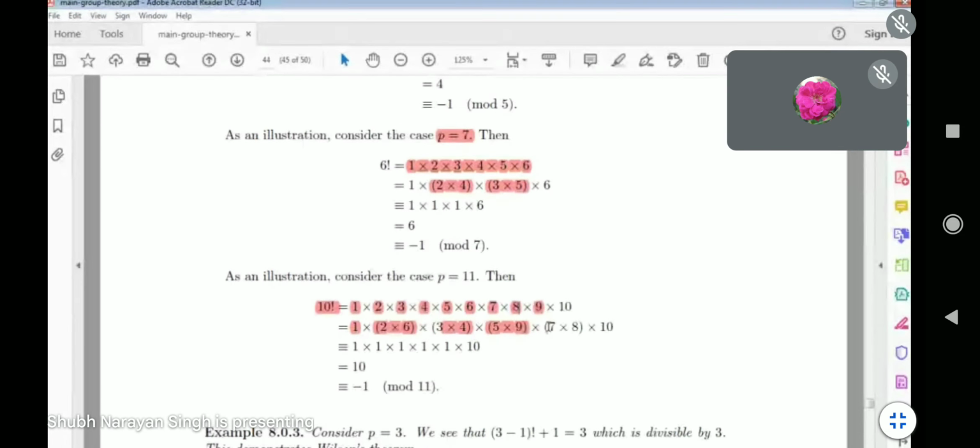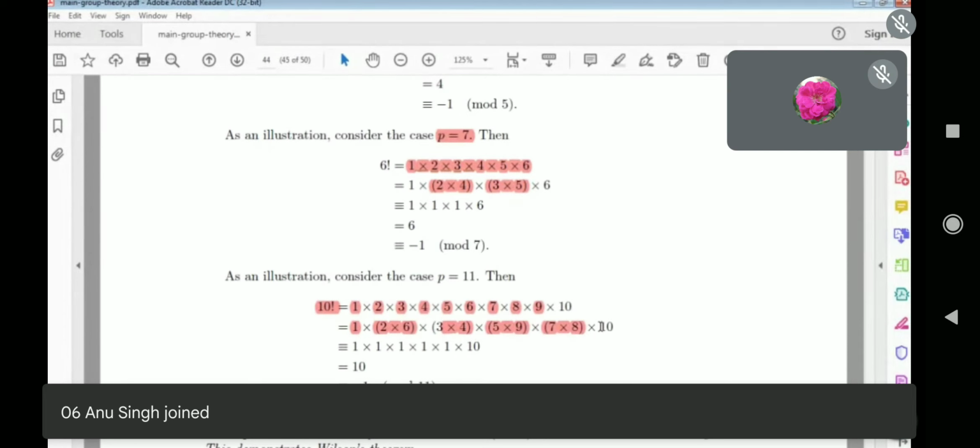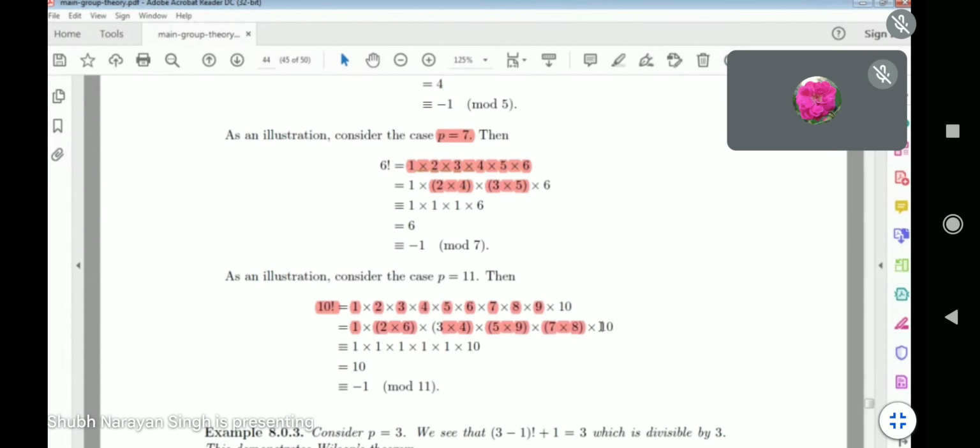And you know that the inverse of 10 is itself. That's why this element doesn't make a pair with any other element, because this is the element which is its own inverse. So pairing the inverse elements with each other: 1 and 10 are their own inverses, that's why they don't make a pair.